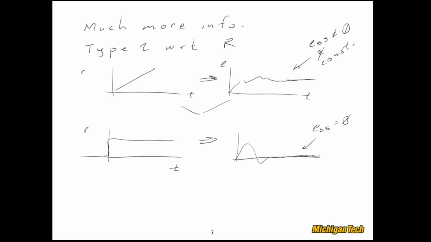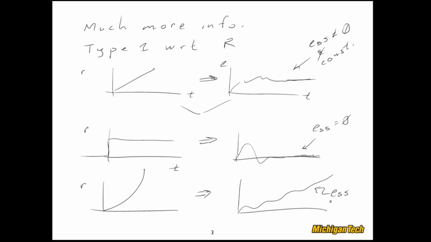And it tells us something more. It also says that if we go up in the polynomial order, so in this case if I went to a parabola, my steady state error would be unbounded. So maybe it wiggles around and it goes off like so. So now my steady state error is unbounded. Running out of space, I'll abbreviate it like that.